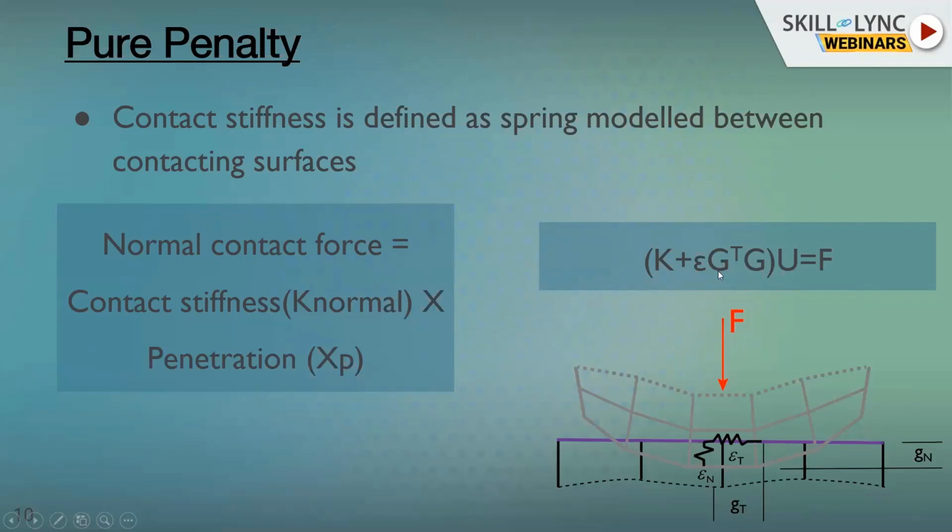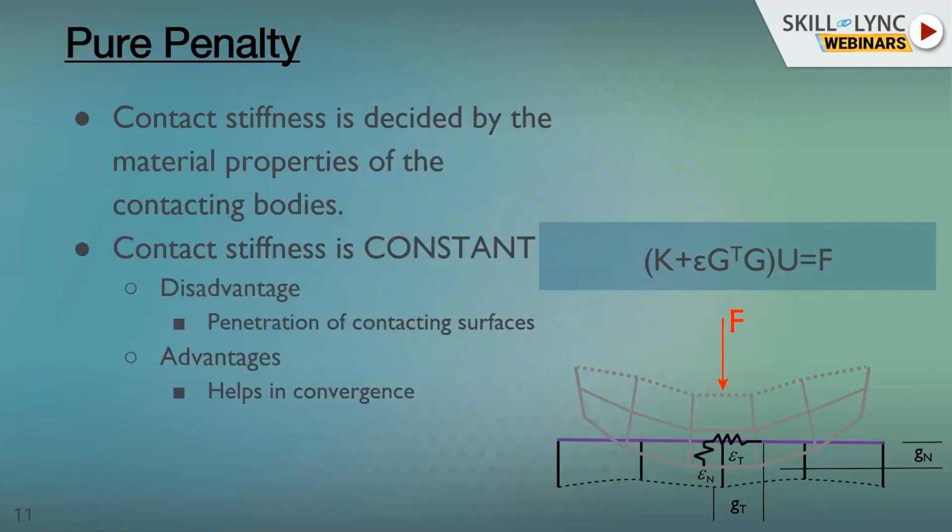And this is my gap function, and this is my coefficient of friction. The main thing over here is my contact stiffness is constant. It is a function of the spring, or a function of the material stiffness of the body, which gives a constant value over the period of time in the simulation.